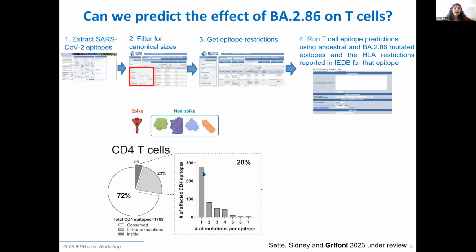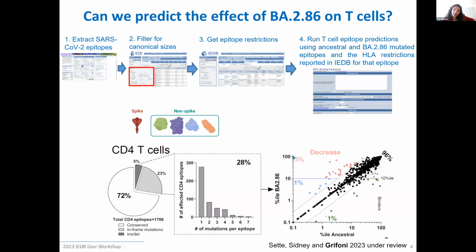And so to do that, we follow a different type of query. The first 2 steps were the same, but in this case, we went to the assay tab to extract what are the HLA restrictions of the epitopes that we defined. And then we leverage a different component of the IEDB, the analysis tool that Alex is going to talk to you about after me. And what we did essentially was to run predictions and see how the original epitope versus the BA.2.86 epitopes changed looking at the same HLA molecules. And so these are the results of this analysis.